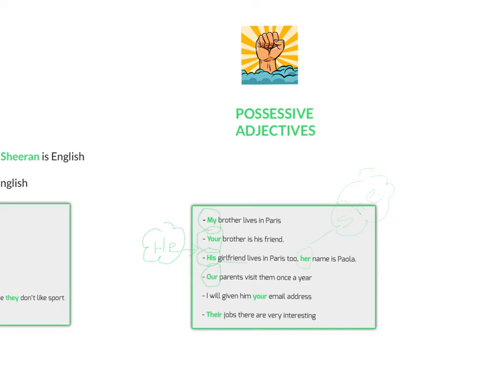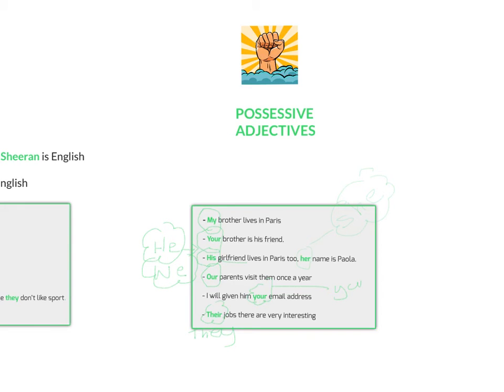Our parents corresponds to the subject pronoun we: our parents. I will give them your email. This is the adjective corresponding to you. And finally, their jobs is the possessive adjective corresponding to they. But the most important thing here is to distinguish between pronouns and adjectives.